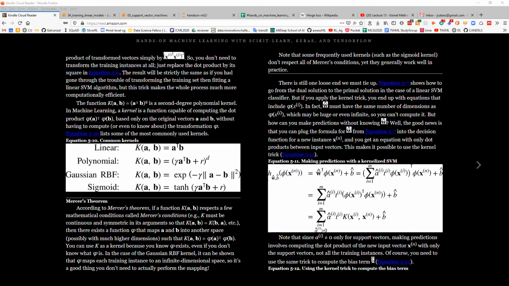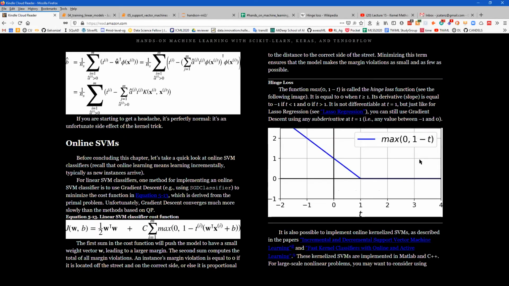Okay, so where are we? We talked about the kernel trick. He talks about online support vector machines, where you have to solve the problem but can only hold some of the data in memory at a time. That's where this gradient descent classifier comes in, because you can do it stochastically. You can do it one sample at a time, or in small batches. So he says that it's slow, and then he says you have to use this cost function, which is called hinge loss.